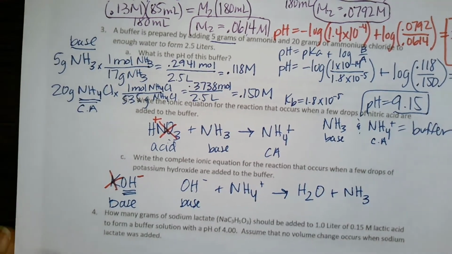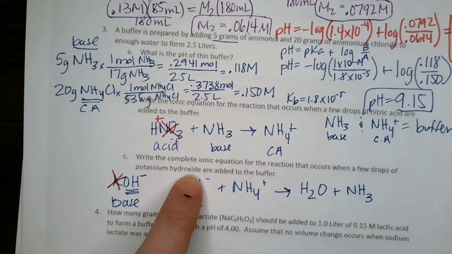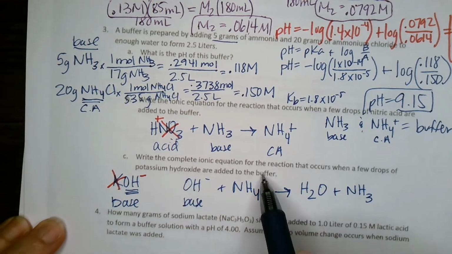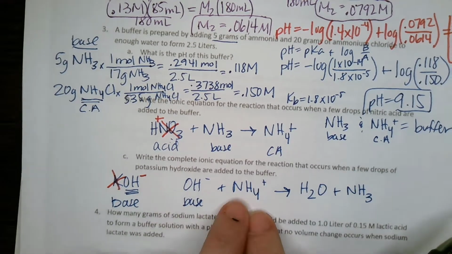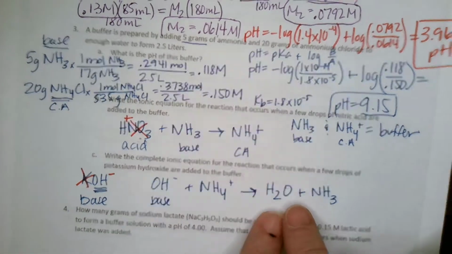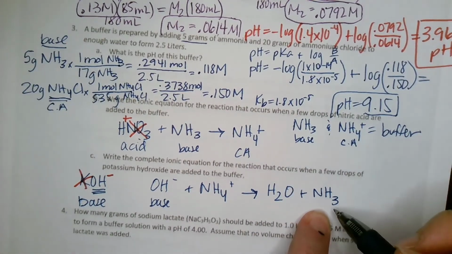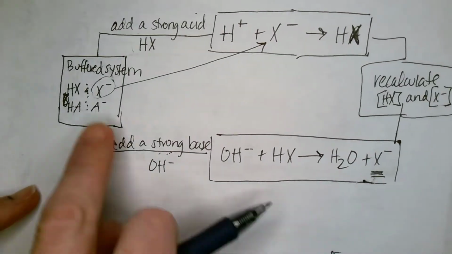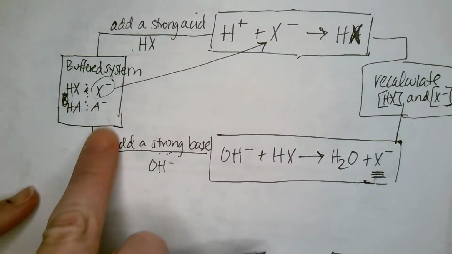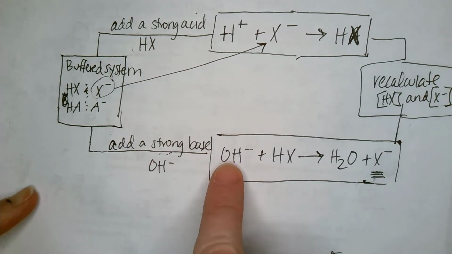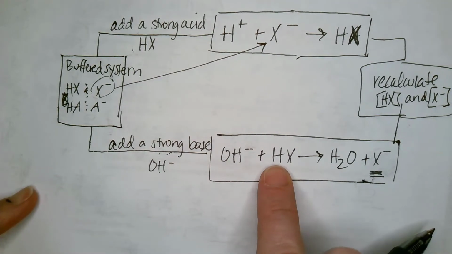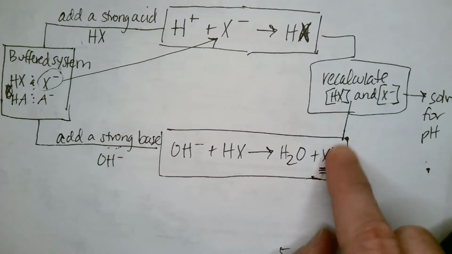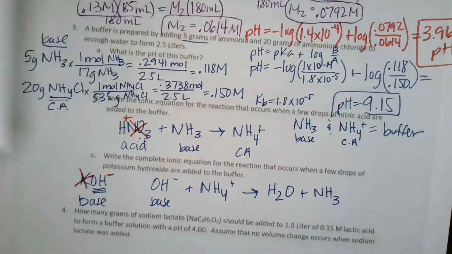So we can see that when a strong base is added to the buffer, it's going to react with the conjugate acid to form water and more of the conjugate base. And again, if we go back to my diagram, here we have our buffered solution. We're going to add a strong base. So we have hydroxide plus the acid to give us water and more of the conjugate base.